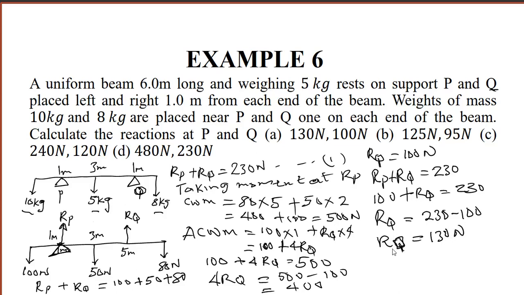Sorry, this is not Rq, this is Rp. Rp will be 130. So let's go. Rp, Rq, what will it be? Rp is what? 130 Newton and Rq is 100 Newton. So that will be 130, 100. Alright, let's look at another example.